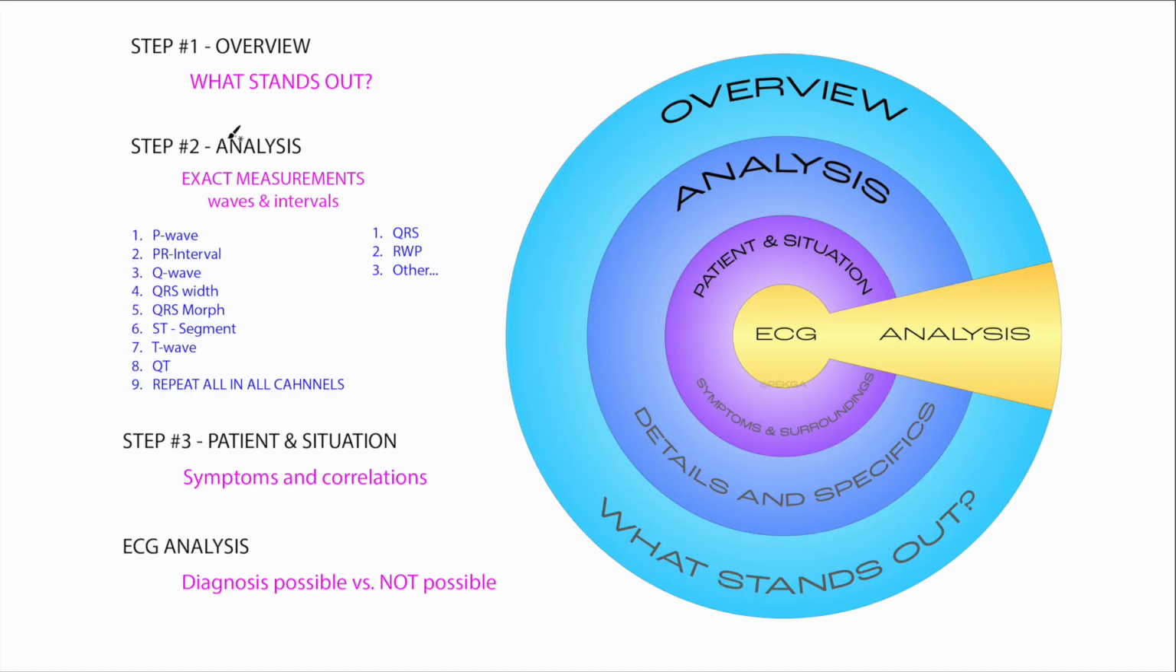The next step is the analysis step. And that's where you go into exact measurements. So literally we will go from left to right, starting with the P wave, PR interval, Q wave, QRS, and so on and so forth, right down the line. And we will also be taking a look at the QRS and R wave progression. So this is a step where the exact measurements yield a lot of information. So you'll get the most information out of step number 2 that will ultimately allow you to complete your ECG analysis.